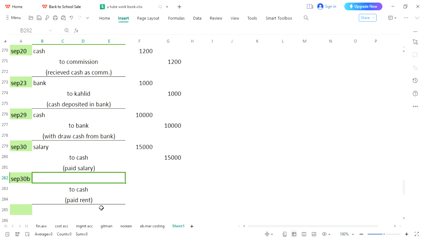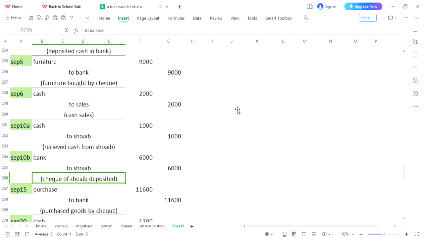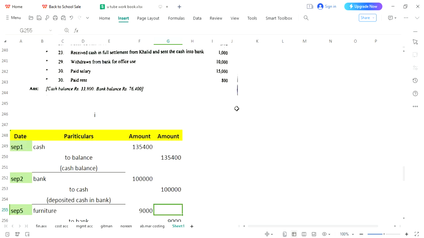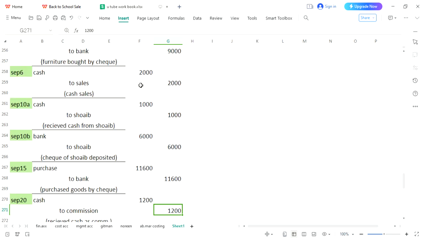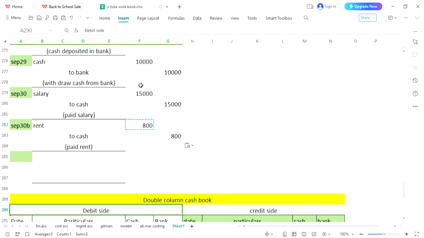Rent is being paid. When you are paying any amount continuously, that would be your expense. Expense should be debited, so you will write rent on debit side. September 30 and amount is 800, so you will put 800 on debit side and same amount you will put on credit side. So guys, it was your last entry. It means all entries are being recorded in journal.